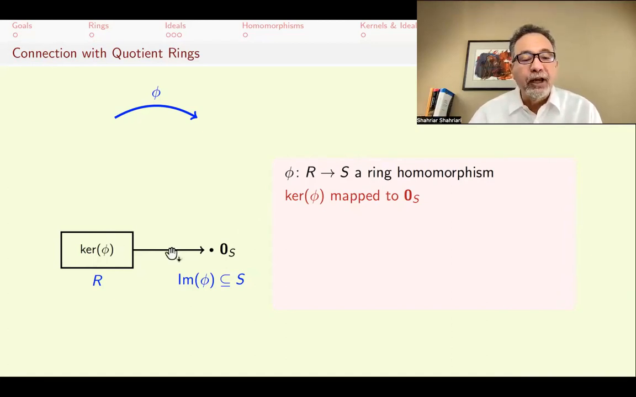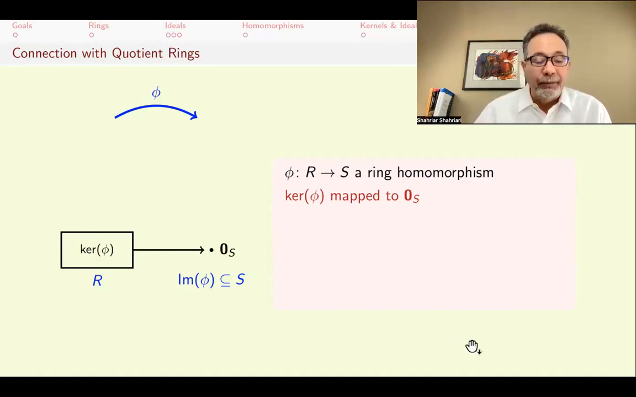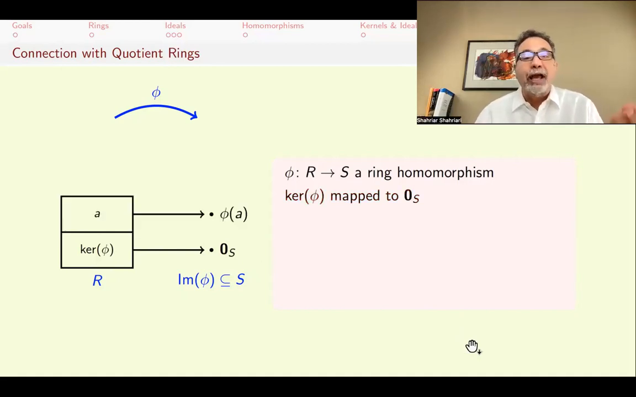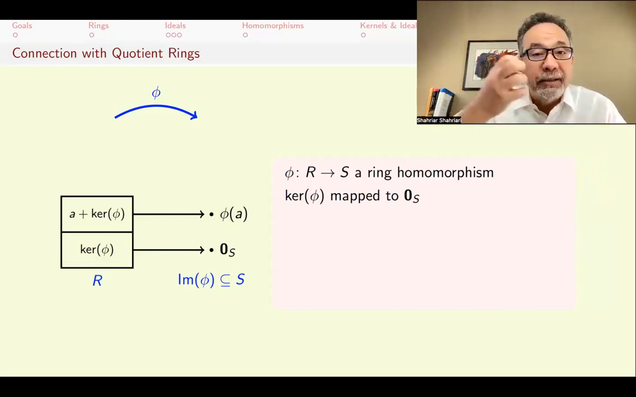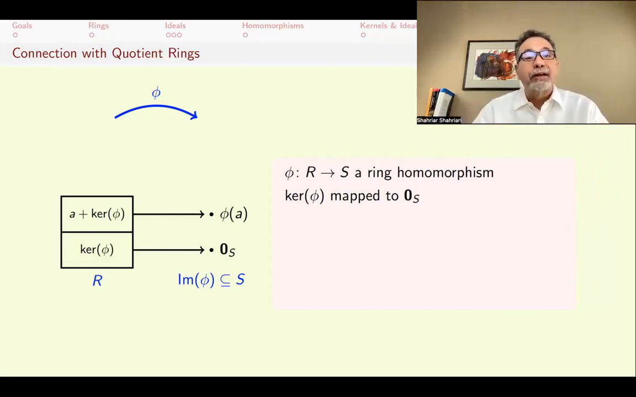So the kernel of phi are all the elements that are mapped to the 0 of S. But that's not all the elements. So you might pick another element A, and that might go somewhere else, to phi of A. But if A goes to phi of A, then so does A plus kernel of phi. That means that if you take A and add to it an element of the kernel, that will also go to phi of A, because phi of A plus something in the kernel is phi of A plus phi of that something in the kernel, but phi of that something in the kernel is 0, so you just get phi of A. So not only does A go to phi of A, but A plus kernel of phi goes to phi of A.